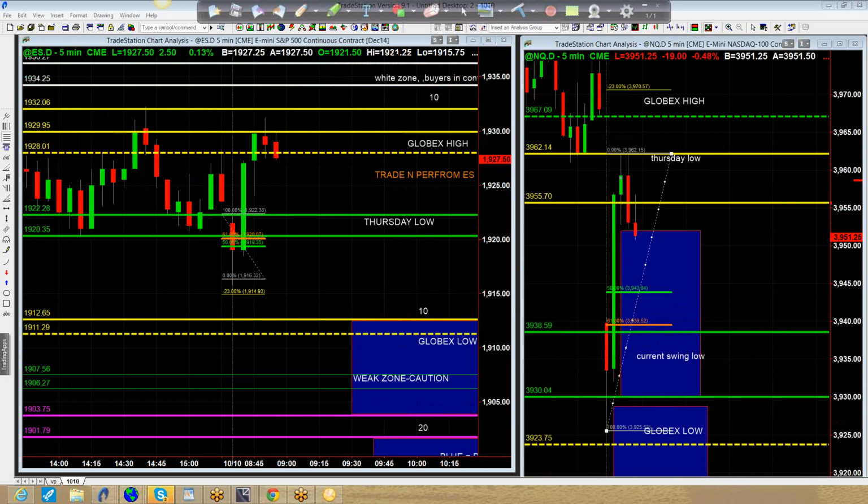So obviously on this NQ, my first scale is going to be here in just a second. Let's call it 39, it's moving so fast, 39.49 and a quarter scale.